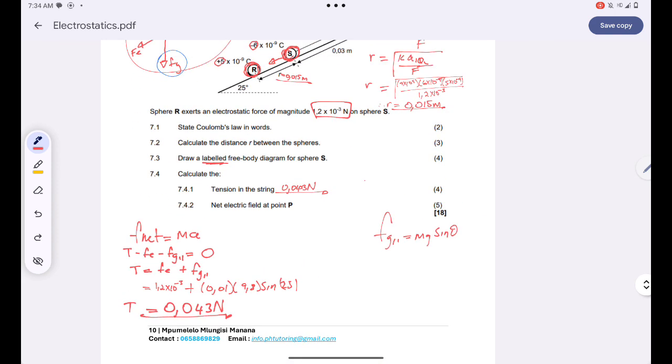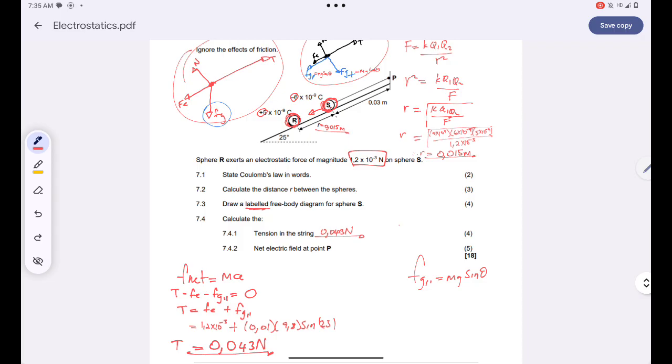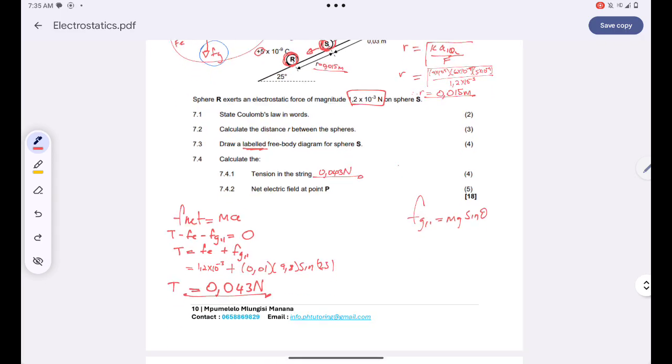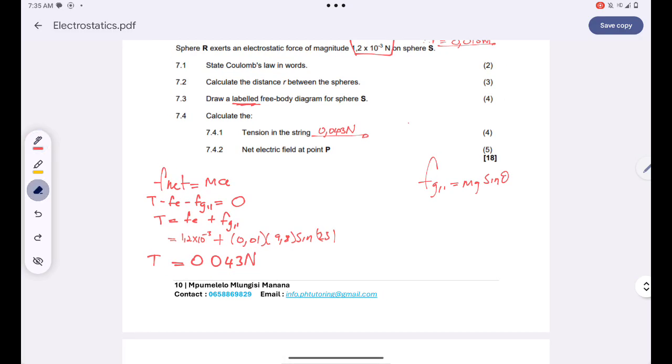Okay, and then now they want us to find the net electric field at point P. Okay, let me erase everything here to create room for me to write.